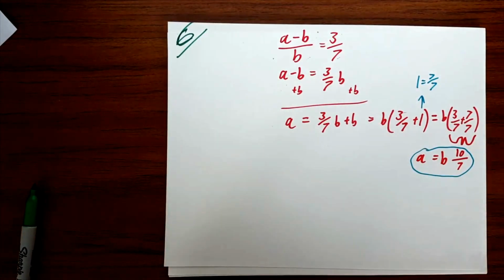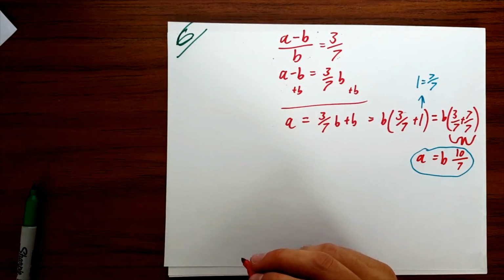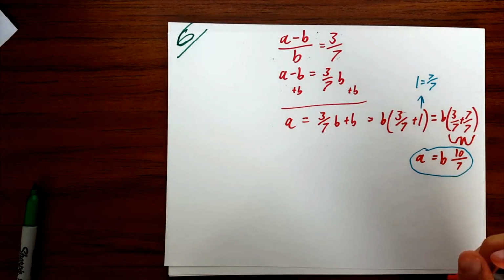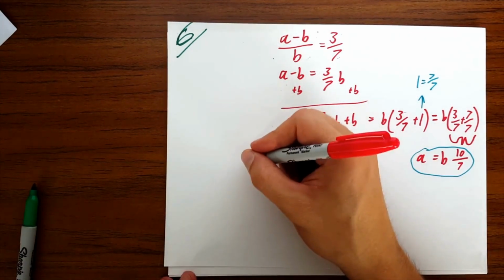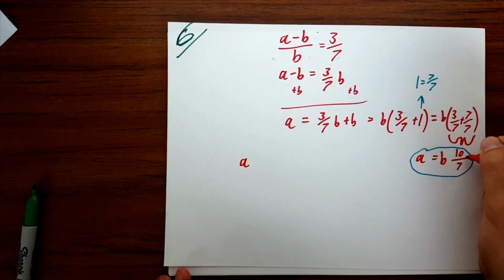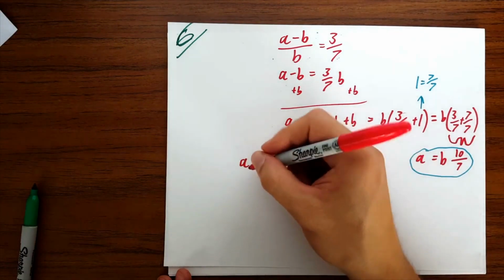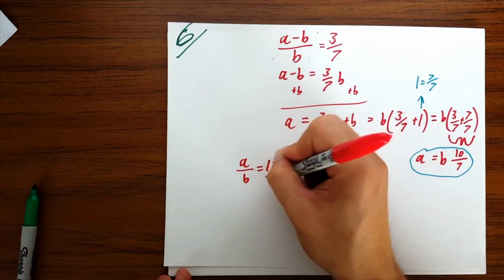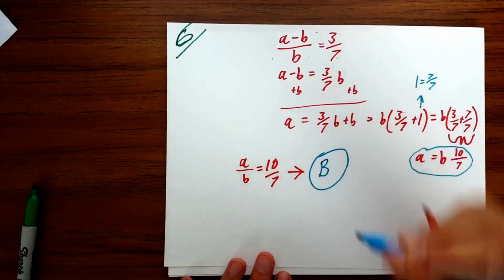Now if you look at the options, what's true? A is a divided by b equals minus 4/7. B is a divided by b is 10/7. C is a plus b divided by b is 10/7, and D is something else also. But really, you can stop if you say a equals b times 10 divided by 7. So a divided by b equals 10/7. So B is the correct answer.